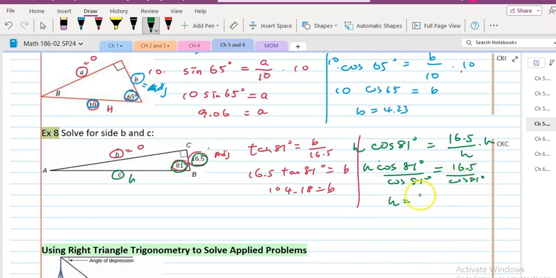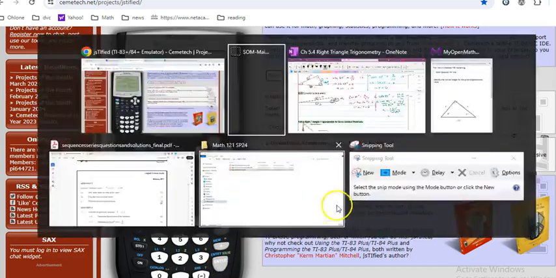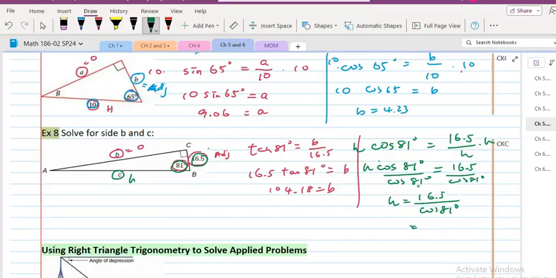So H is actually not multiplying, but dividing. Sometimes it happens if your unknown is in the denominator. 16.5 over cosine 81. 16.5 divided by cosine 81, right? 105.48. There, I solved both sides using one angle and one side.